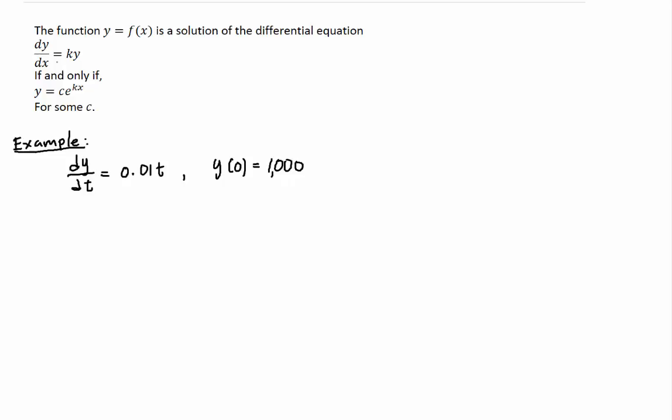The only thing you have to notice is that k could be positive or negative. If k is positive, this is an uninhibited growth, and if k is negative, then you have decay. So that's the only thing.